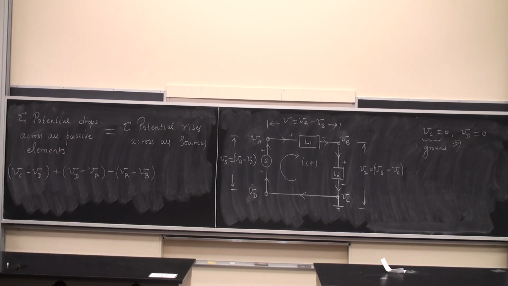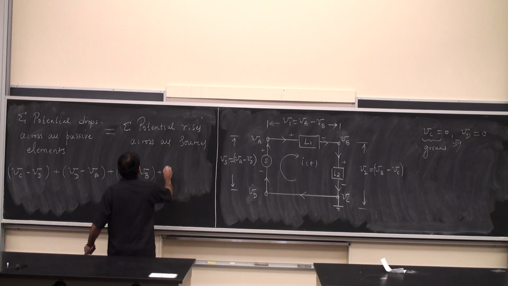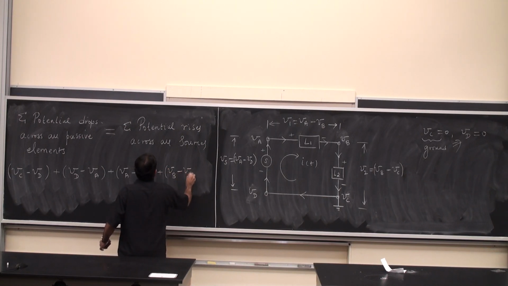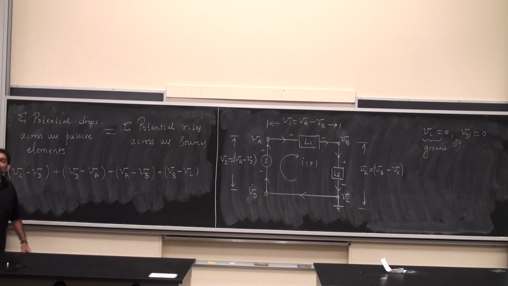Then I go to VA, subtract the voltage of the next node from that node, and then VB minus VC. What should this equal to? Should equal to 0, right? And does it work out?